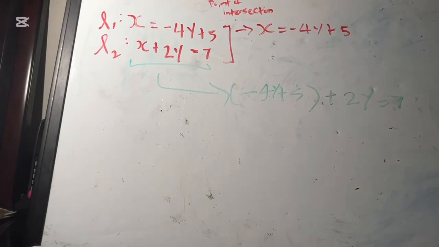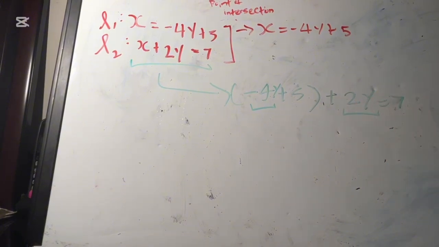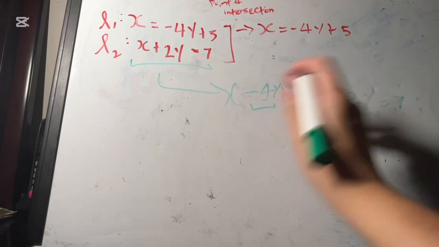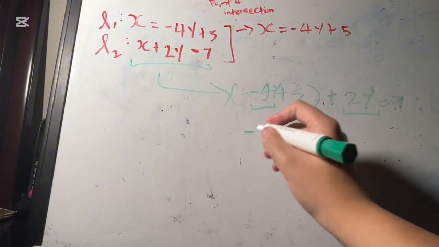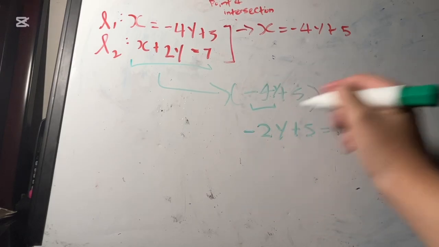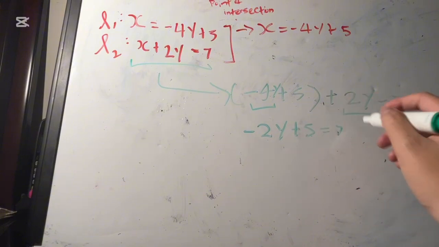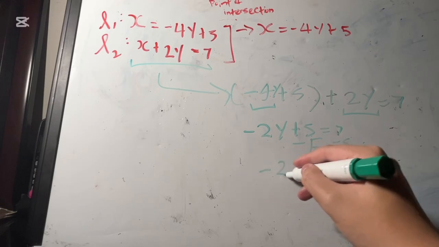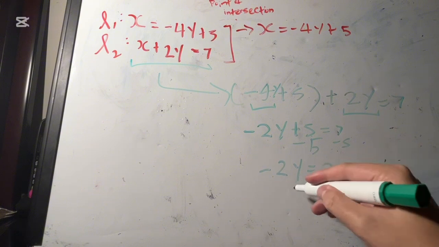So what you can see here now is that we only have one variable across the entire equation, and thus we can continue to solve for y. So I'll just remove these brackets because they're just there for show. It won't change anything. And we get negative 2y plus 5 equals 7, since negative 4y plus 2y equals negative 2y. So then we want to isolate y. So we move the 5 over, and in order to do that, you have to do minus 5 from both sides. You have negative 2y equals, same again, 2.